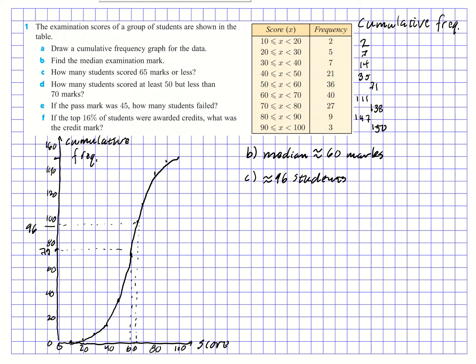How many scored between 50 and 70 marks? Well, we do the same thing. Here's 50. Here's 70. At 70, we are at 111. At 50, we're at 35. And so we just do 111 minus 35, which is 76 students.